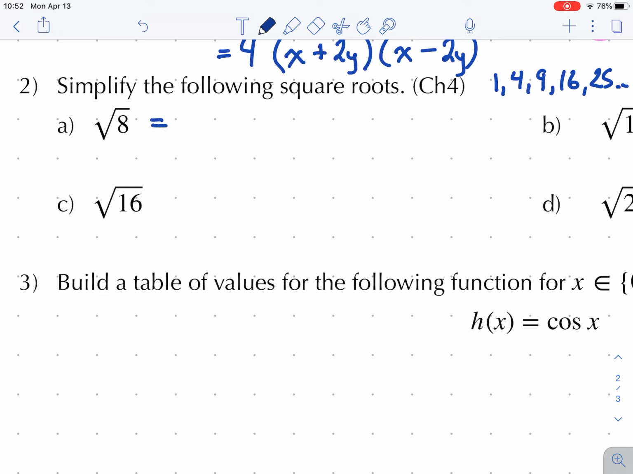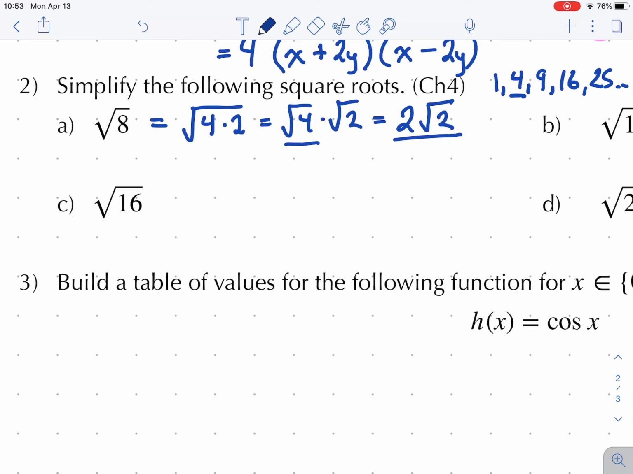We take 8, and can we divide it by one of these perfect squares? We can. We can divide it by 4. So the square root of 8 is equal to the square root of 4 times 2. Then we can separate this to be the square root of 4 times the square root of 2. Now the square root of 4 is an easy number to calculate. It's equal to 2. So we get 2 times the square root of 2. That is our simplified answer. Simplified means we have the smallest possible whole number under the square root sign.